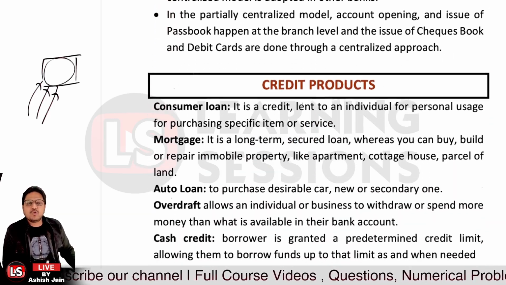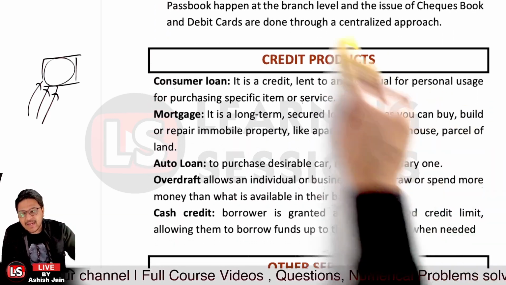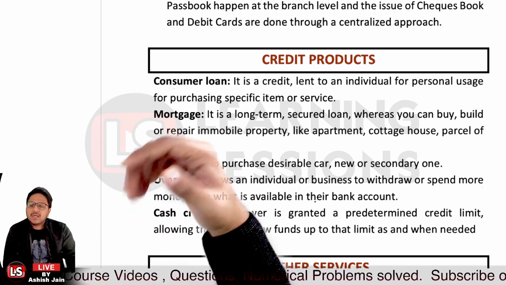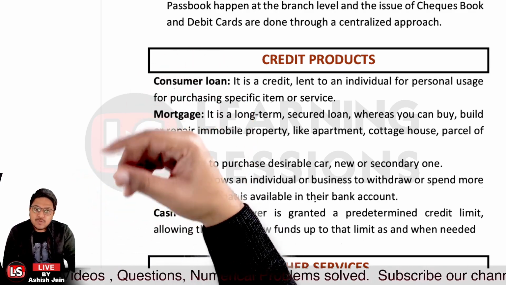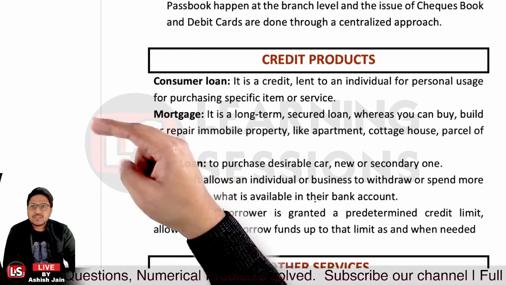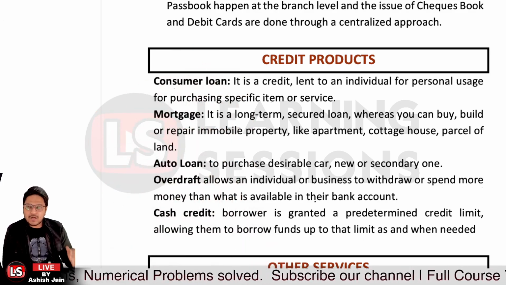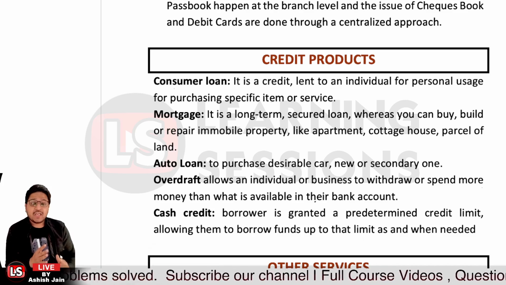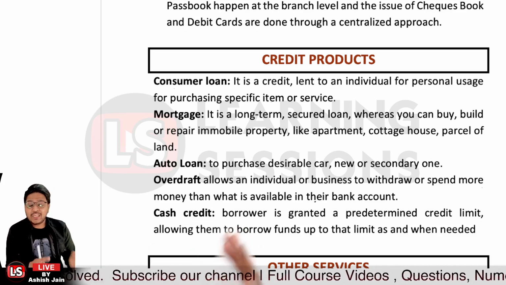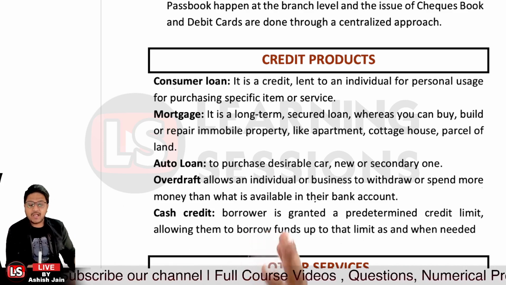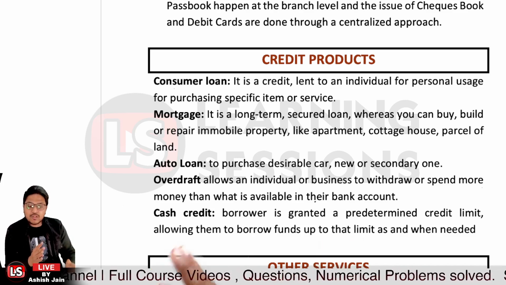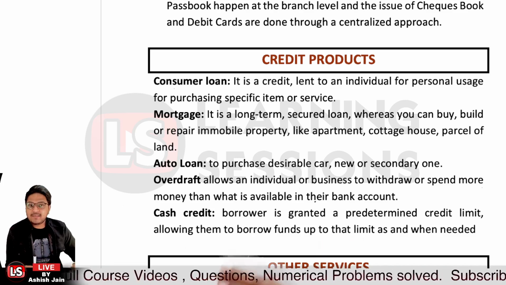Now let's have a look at the credit products. When we're talking about the credit products, we're talking about the asset side of the products, the lending part of the bank, like consumer loans and mortgage loans. A mortgage loan is a long-term loan, where we create a charge on the mortgage, like an equitable mortgage property charge or any other equitable charge. That charge will be created on the immovable property, and then the loan will be sanctioned, right?